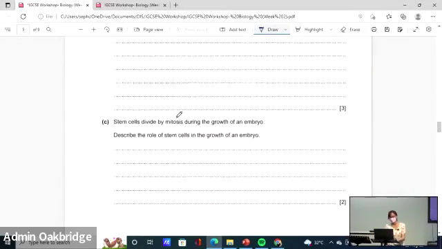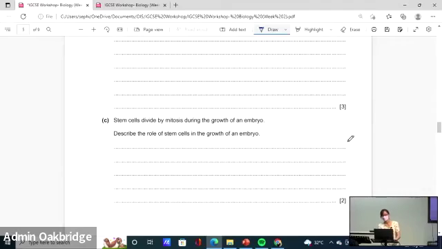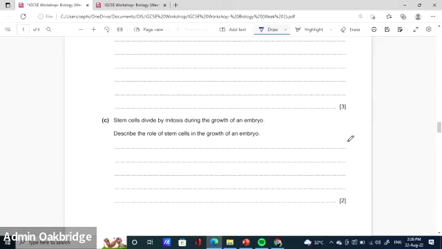Okay, stem cells divide by mitosis. What's the stem cells' role in the growth of an embryo? What's a stem cell? Always this main word there. Specialized or unspecialized? Unspecialized. What can they become? Unspecialized cells that can develop into different tissues.